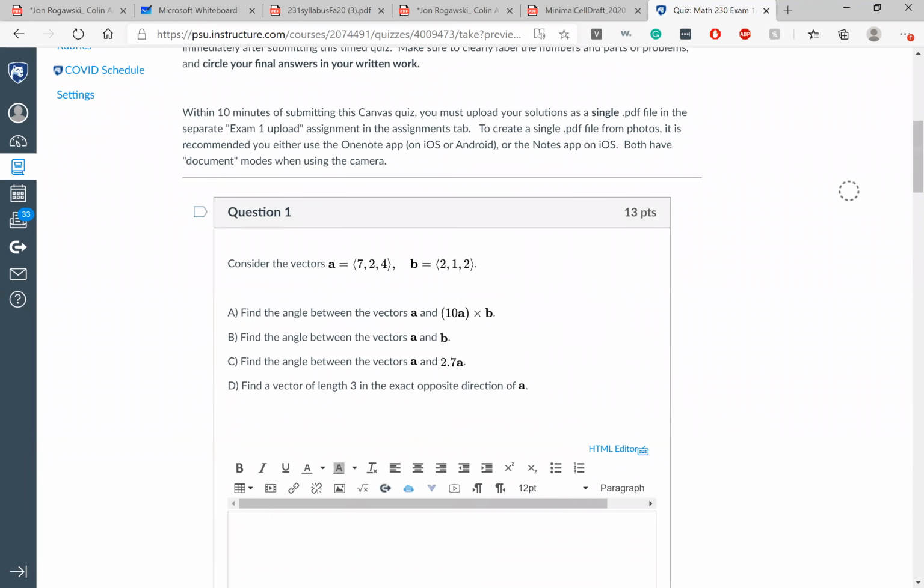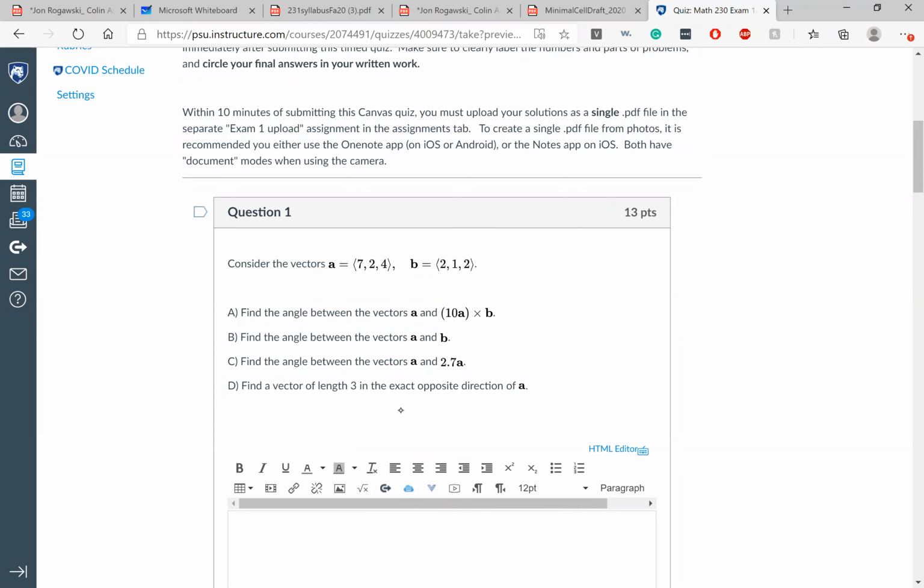Okay. So now they want us to find the angle between the vectors a and 2.7a. That's just multiplying a by a constant, so they're going to be pointing in the same direction. So the angle between them is going to be 0. And then they want us to find a vector of length 3 in the opposite direction of a.